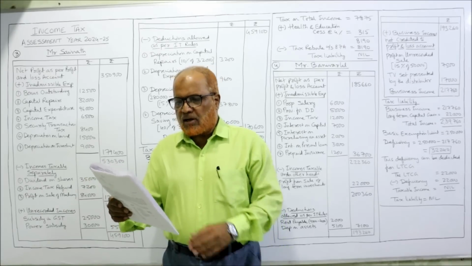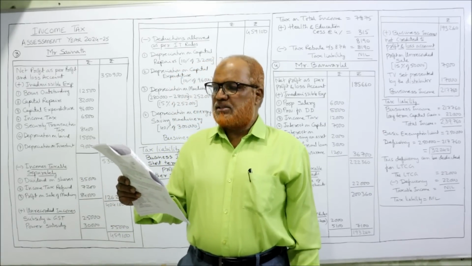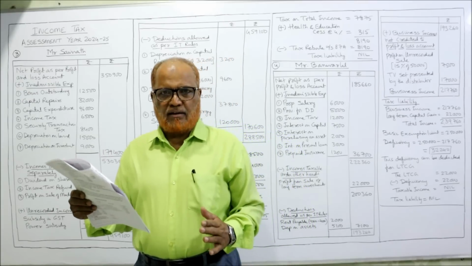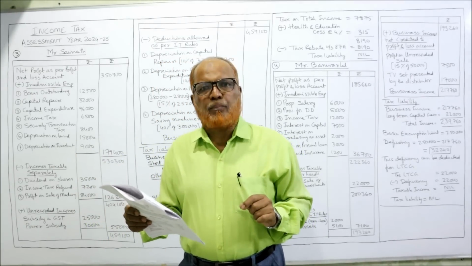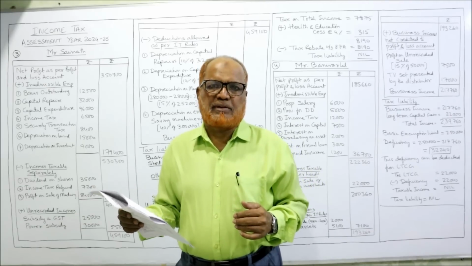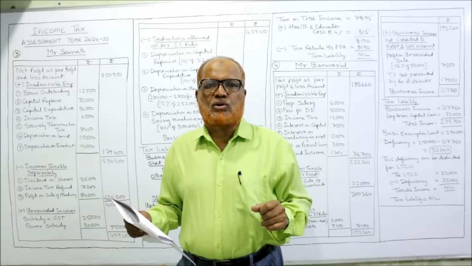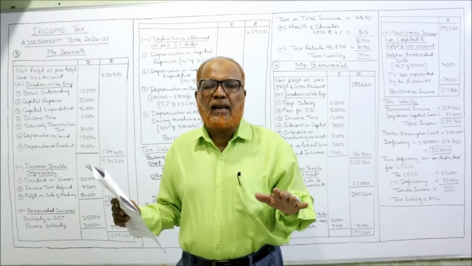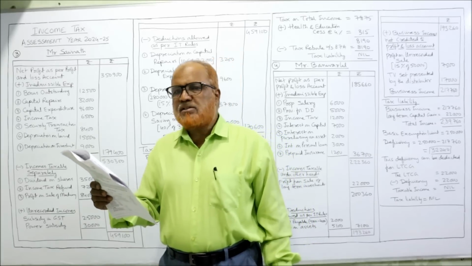So here the profit and loss account is given. The net profit as per profit and loss account is 3,50,900. Our starting point is the profit as per profit and loss account. To this we add inadmissible expenses, meaning those expenses which are debited to profit and loss account but which are not allowed by the Income Tax Act, right? Some adjustments are also given.